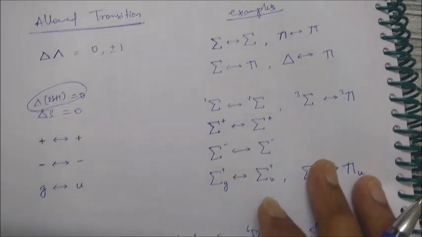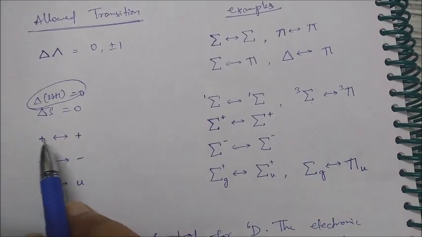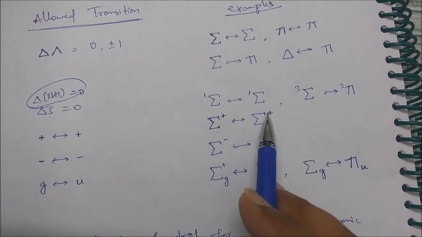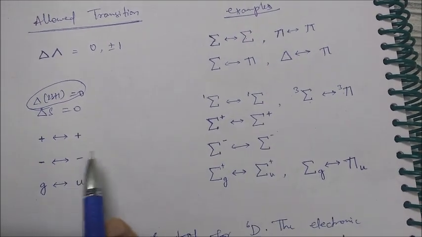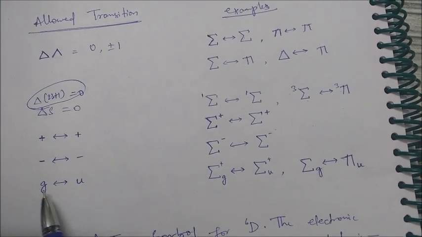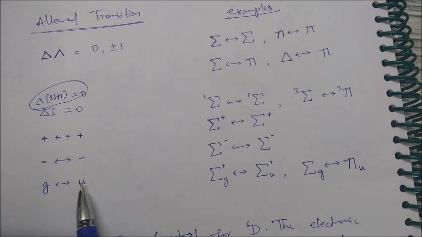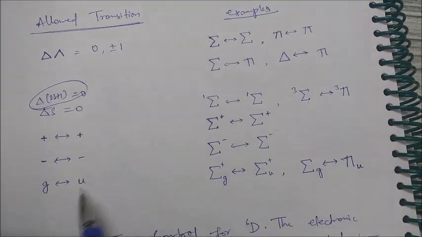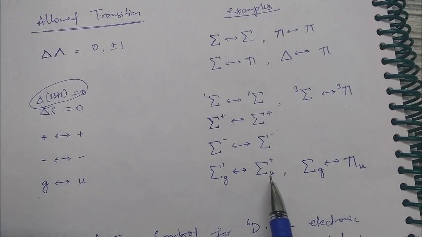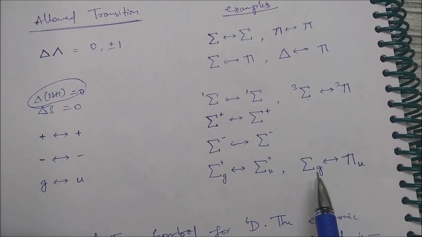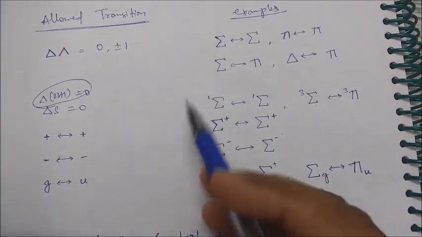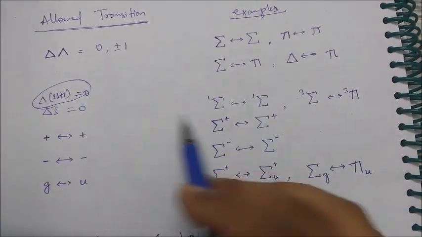Okay, the third thing is that the transition will take place from plus to plus, meaning if the subscript is plus over here, there also you have to have the plus subscript. From minus to minus, meaning if minus is here, here should also be minus. And the transition will take place when grade is converted into ungrade, meaning if here is grade, here you have to have ungrade. So like this, here is grade, here is ungrade. I will try to find a question to tell you this in more detail.